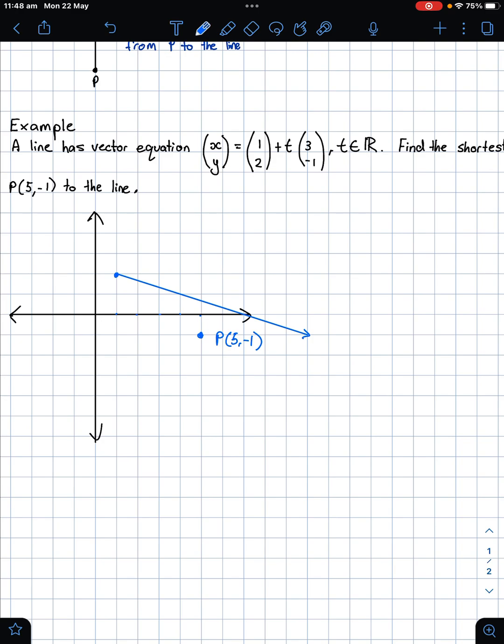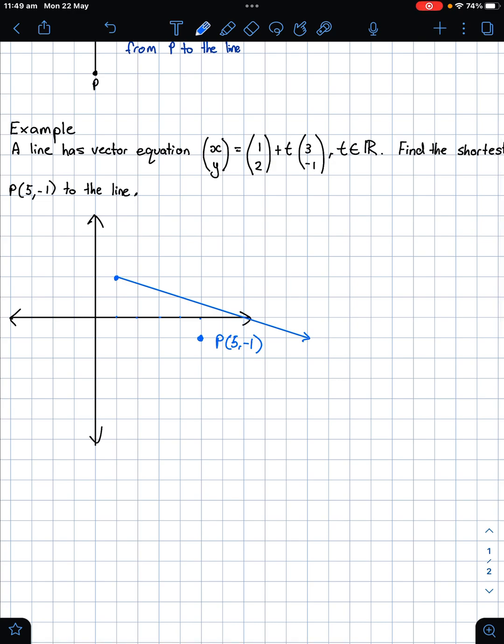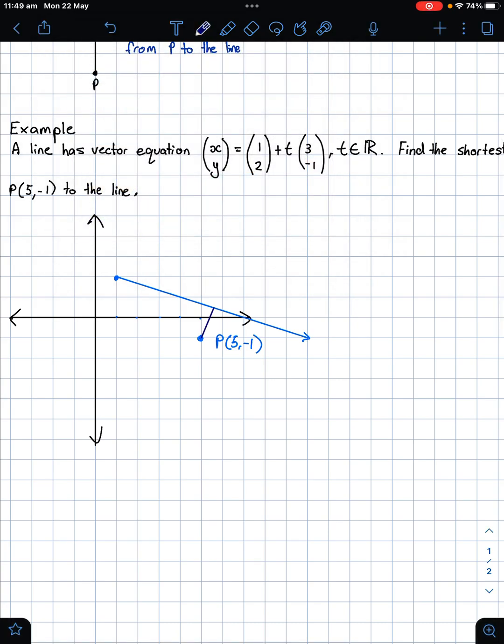All right, so we're looking at this example here. So we should be thinking, I'm just going to change to this colour. Realistically, the closest point we would expect to be here. I'm just estimating here, so R, which is going to be this, is going to be at a position on this line.